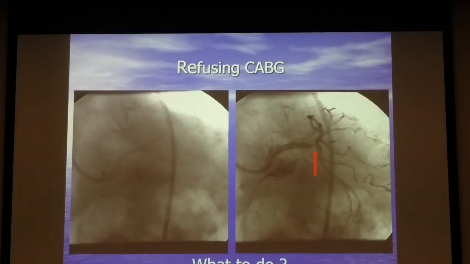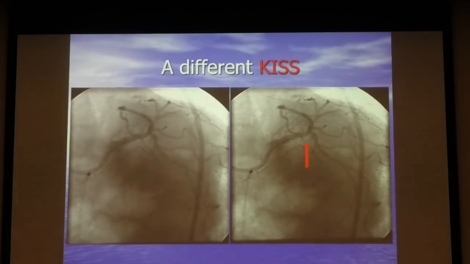Anyway, so what do you do for this patient? In particular, I call it a different case. What is the different case? I just wired into the LAD.